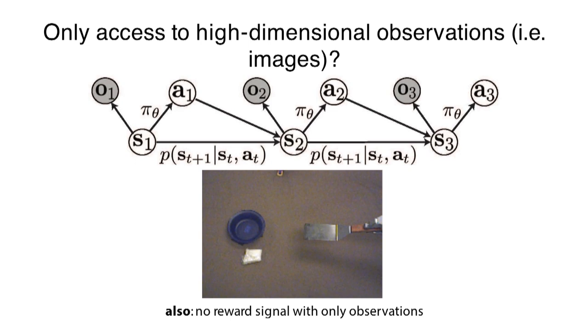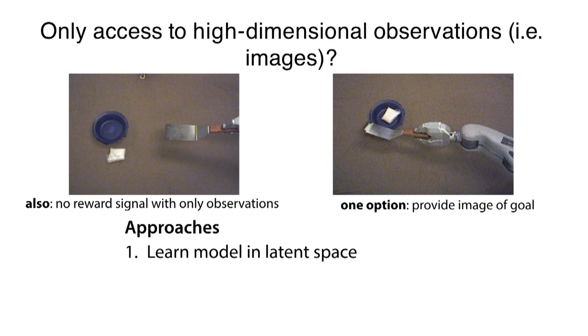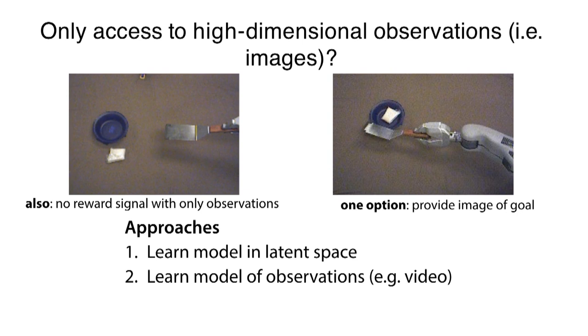One option for getting a reward function is to provide an image of the goal, for example, an image like this. There are other ways to provide signal for how to perform the task, but this is one of them. I'm not going to go over the other ones in this lecture. There are three different approaches for solving this setting. The first is learning a model in some latent space that you learn. The second is learning a model directly of your high-dimensional observations. And the last is learning inverse models, which I won't get to in this lecture. Was there a question?